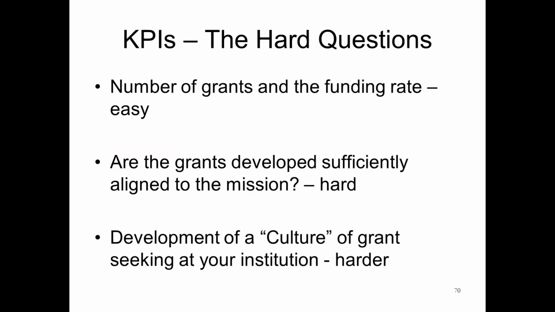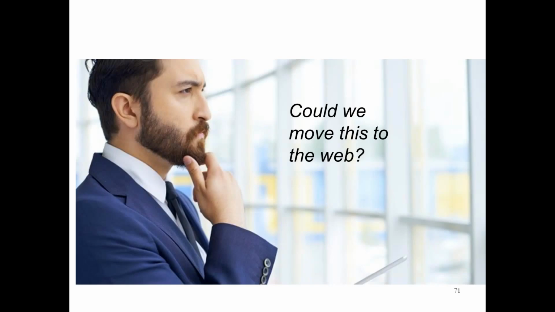Here's some hard questions. Well, some easy ones too. Number of grants and the funding rate. That's easy. We can do that. Are the grants developed sufficiently aligned to the mission of the college or institution? Notice I said sufficiently aligned. Some judgment calls there. And then you mentioned this, Laura, development of a culture of grant seeking at your institution. I think that's harder to put on a dashboard, but I think there could be some advantages of doing it as well. All right, folks, we're coming into the last and really fun section of this.